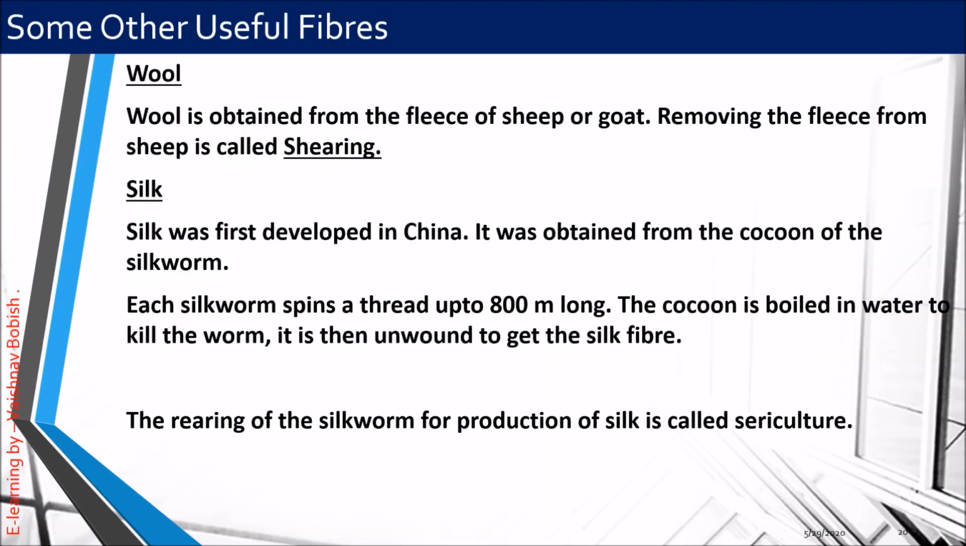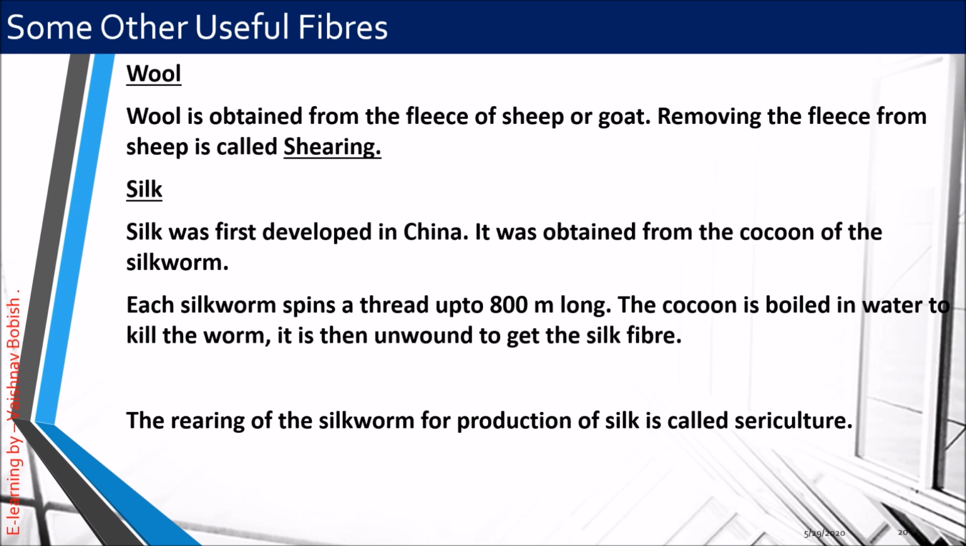Some other uses of useful fibers, which are wool. Wool is obtained from the fleece of sheep or goat. Removing the fleece from the sheep is called shearing. Silk. Silk was first developed in China. It was obtained from the cocoon of the silkworm.